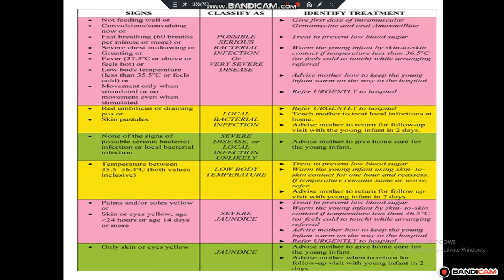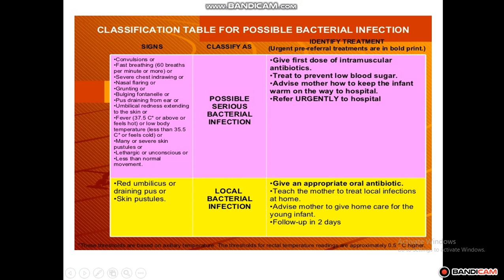In that case, first we have to provide IM antibiotics and treat to prevent low blood sugar. Advise the mother to keep the infant warm on the way to the hospital and refer urgently. So immediate hospitalization and referral to a hospital with advanced technology, the first referral unit. So that is what is done in the pink category, in case of possible bacterial infection.